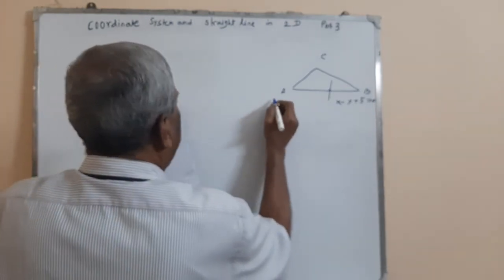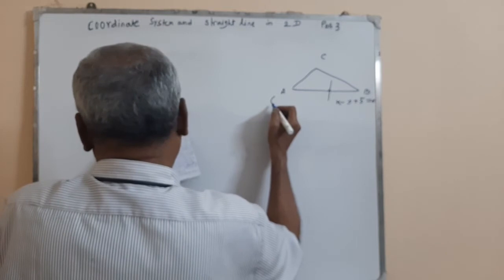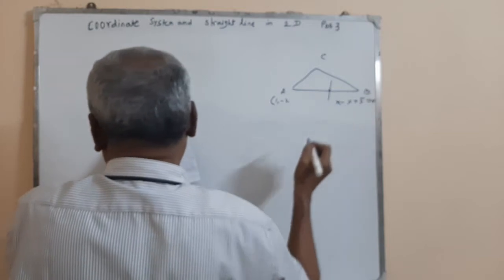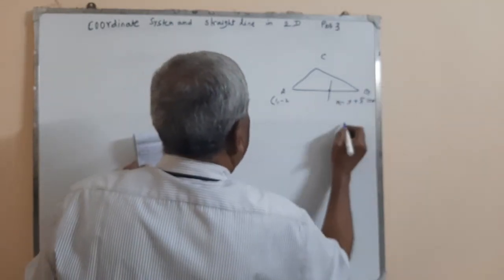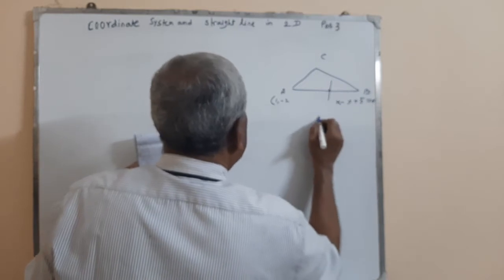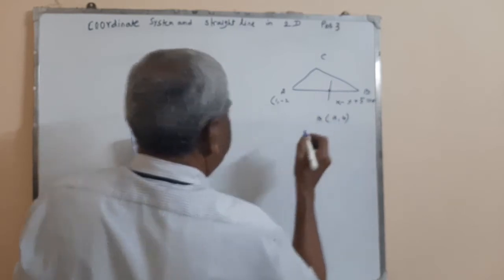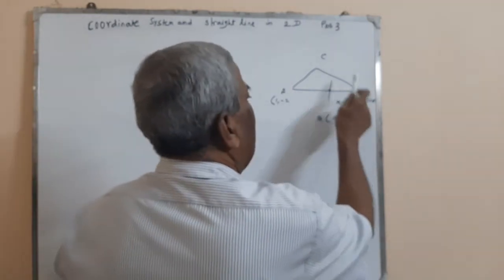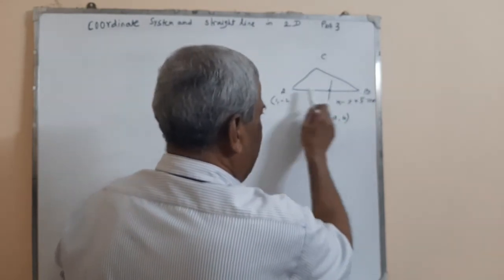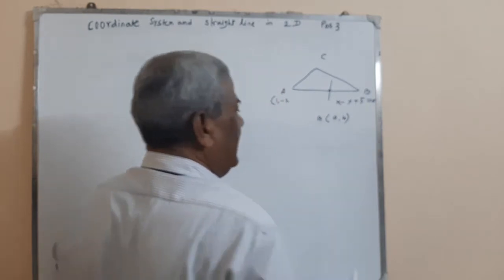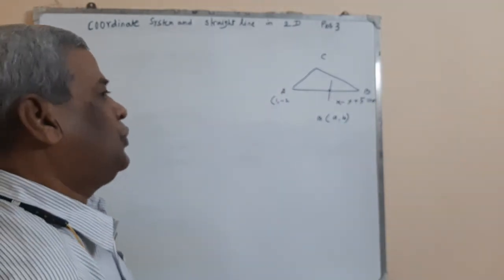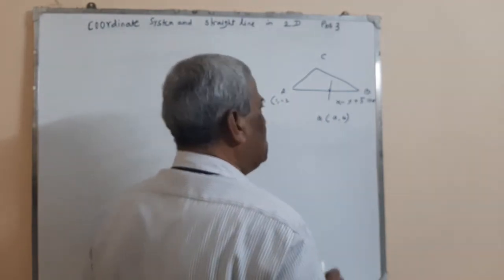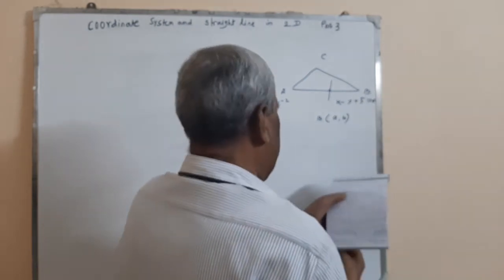If A is given as (1, minus 2), then we have to find coordinate of B. So the problem, once again I repeat, ABC is a triangle. Perpendicular bisector of AB is x minus y plus 5 is equal to 0. And coordinate of A also given, it is (1, minus 2). Then what will be the coordinate of B?